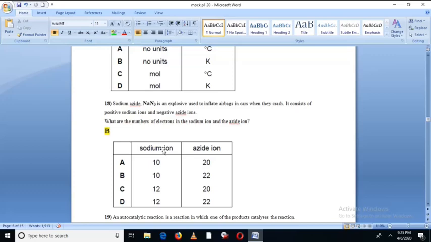For sodium ions, the number of electrons would be 10, because it has lost one electron. Its atomic number is 11. By losing one electron, its total number of electrons left in the sodium ion is 10. While for the azide ion, it contains 3 nitrogen. The nitrogen has atomic number of 7. So 7 multiplied by 3 becomes 21. The azide ion has gained an electron from sodium, so its total number of electrons becomes 21 plus 1, which is equal to 22. Basically our B statement is correct, that the azide ion contains 22 electrons, while the sodium ion contains 10 electrons.